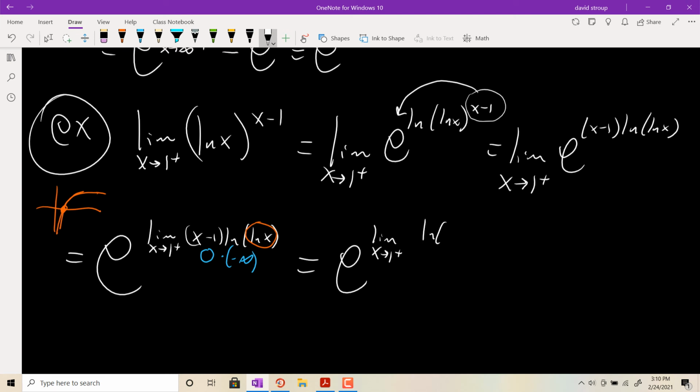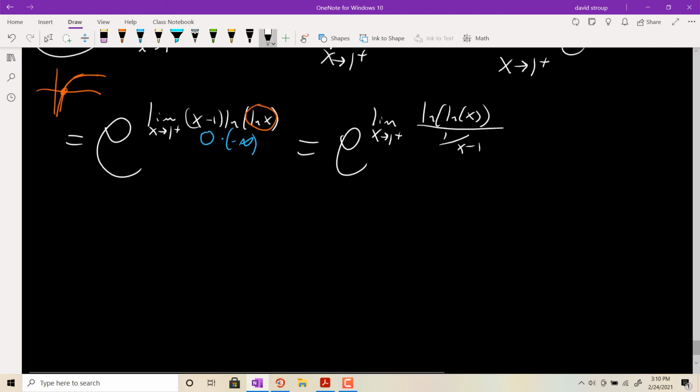So you get ln of x all over 1 all over x minus 1. Okay. And then look at that form again. So the numerator is negative infinity, I apologize, we kind of already figured that out. The denominator is of form 1 over 0. And we're coming in from the right, so it's going to be positive infinity.